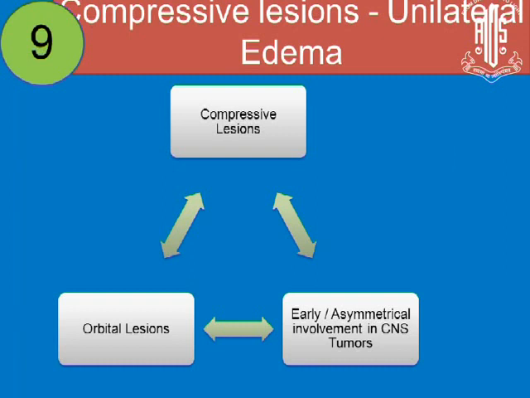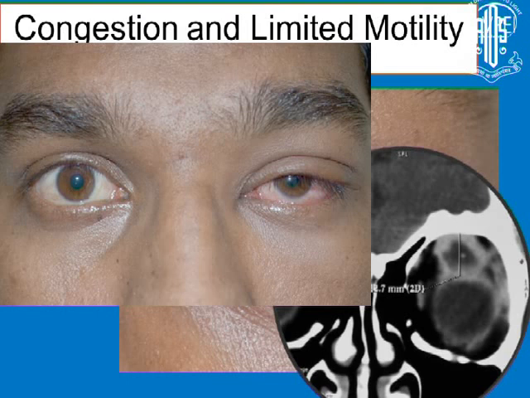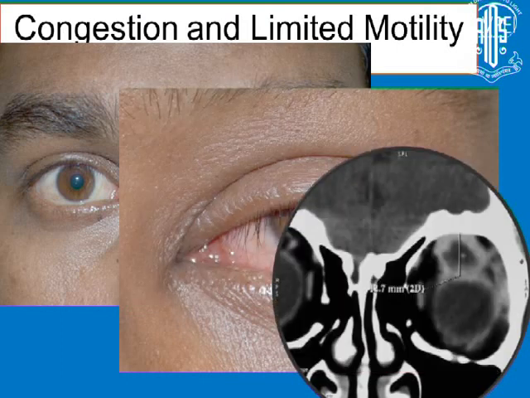I'll just rush through the remaining things because they are less common. Compressive lesions sometimes can cause unilateral edema if they are orbital, or it can be asymmetrical involvement in a CNS tumor. But in these patients, the onset may be more insidious. There may be a history of trauma. There may be some specific orbital and other signs which may help. For example, in this patient, there is congestion, there is a little drooping of the eyelid, and this is the enlargement of the same. We did a B scan and found a cystic lesion with a scolex, and this was actually compressing the optic nerve in this patient, causing the unilateral disc edema.